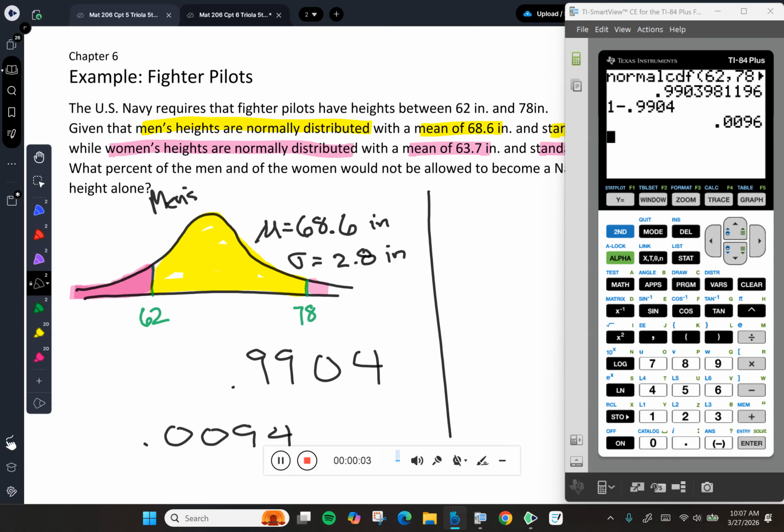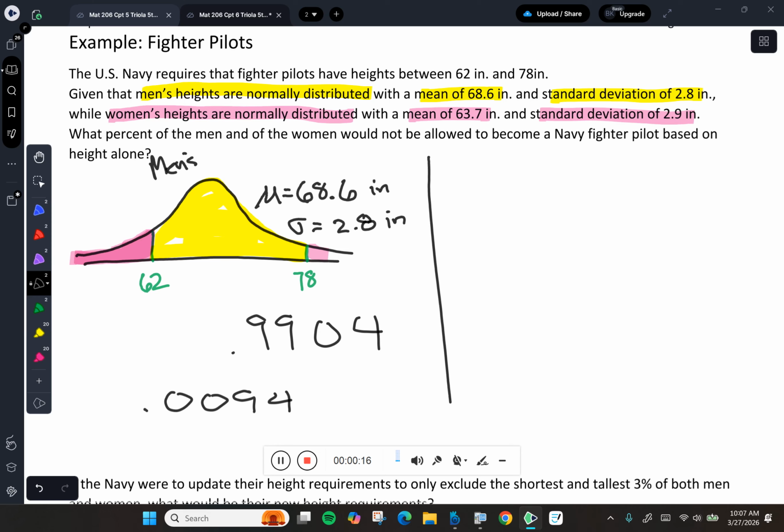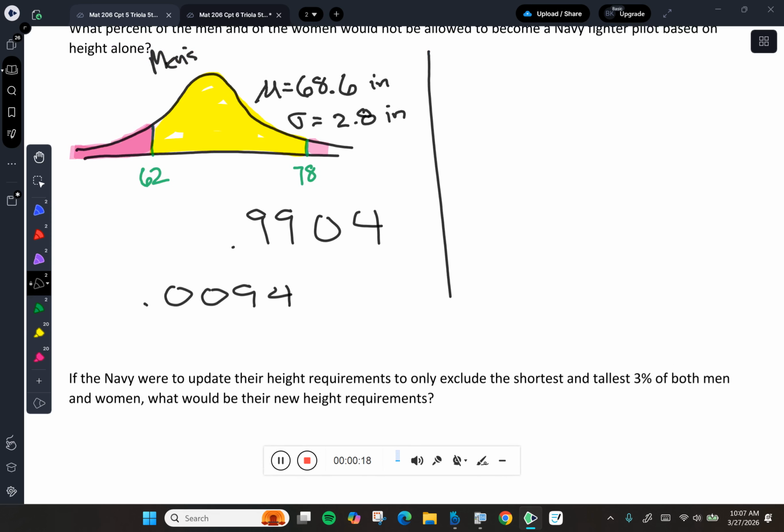All right, so welcome back for part 3 of section 6.1. We're going to pick up where we left off, where we had just calculated the probability, or the percent, if you will, of men and women that would not meet the requirements. And we found that for men, about 0.94% would not meet those height requirements.